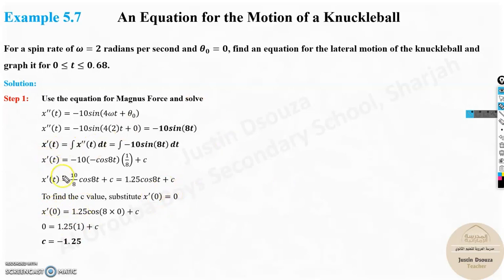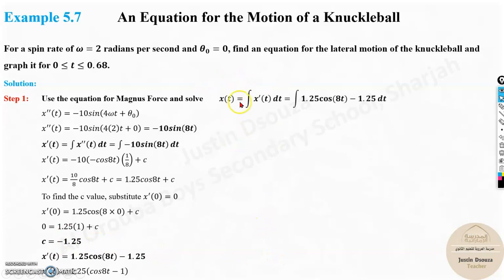Now put 0 everywhere in this equation. So x dash of 0 equals 1.25 cos 8 into 0 plus c. Now 8 into 0 is 0. Cos 0 is how much? 1. You can try it in the calculator. Sine would have made it 0, but this is cos. So 1.25 into 1. Now take this to the other side, it will be minus 1.25. That is c. Now what next? You will have x dash of t equals 1.25 cos 8t minus 1.25. So this is the answer.